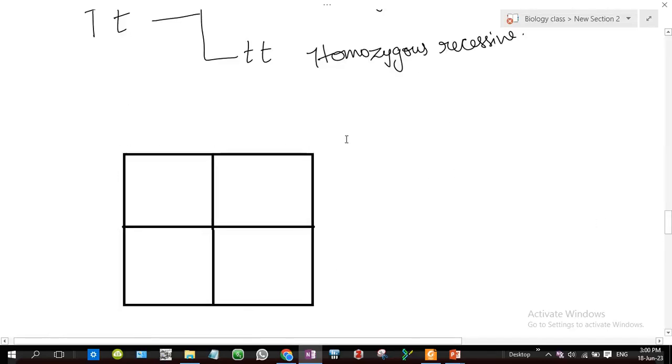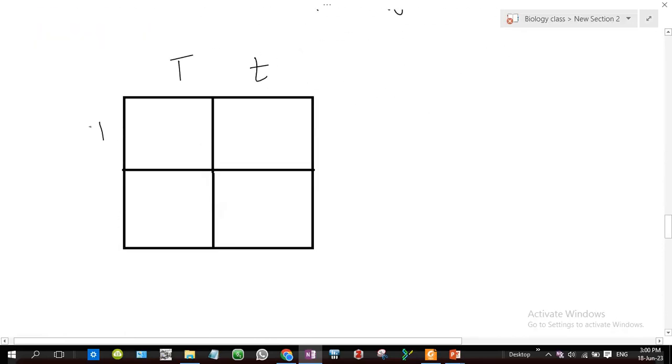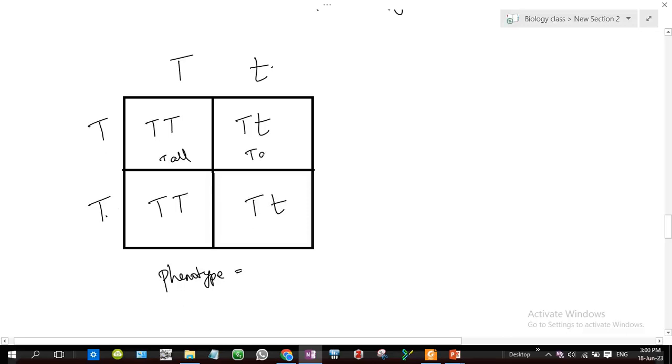We very well know our hybrid gamete is capital T small t. I'm going to cross it with a true breeding dominant plant, capital T and capital T. So what are the results? Capital T capital T, capital T small t, capital T capital T, capital T small t. Looking at the phenotype, all the plants are tall.